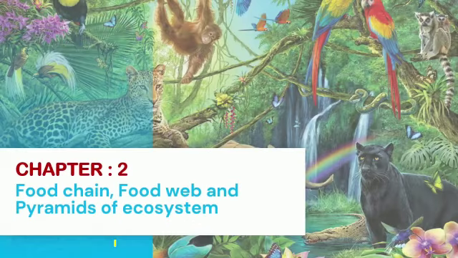Friends, welcome to our next video. In this we are going to cover the last part of chapter 2, that is how the energy flows through an ecosystem. So we will begin with a very basic term, that is food chain, then food web, and at last the pyramids of ecosystem.